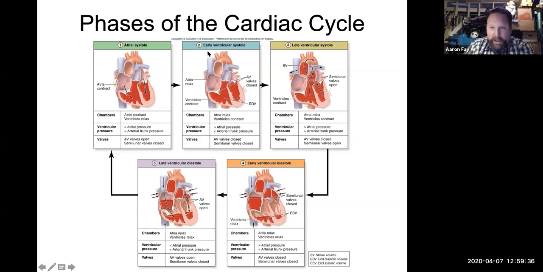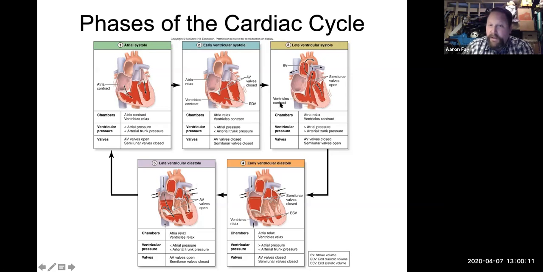Then in early ventricular systole, the ventricles just start to contract. That generates enough pressure, so the pressure inside the ventricle is greater than the pressure in the atria, so the AV valves slam shut. However, the pressure is not high enough to overcome the pressure in the arteries, so the semilunar valves remain closed. So in this step, both valves are closed. When the AV valves close, that's lub.